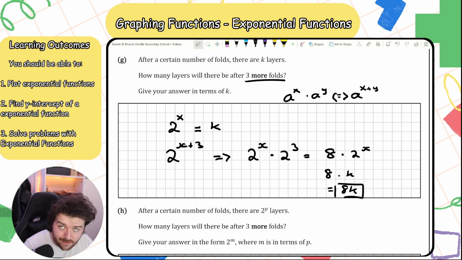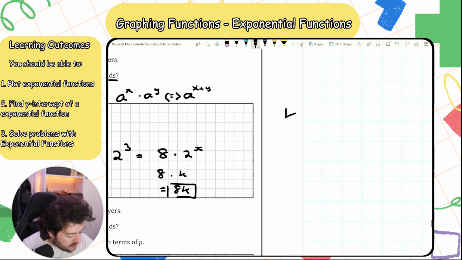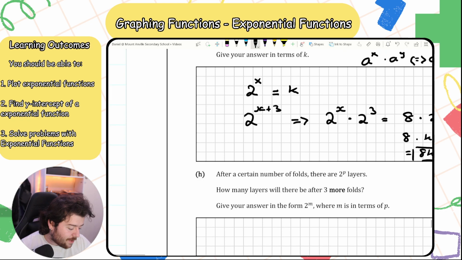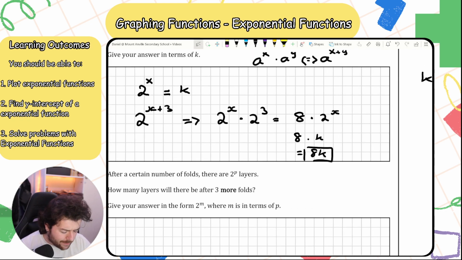So k times 2 is 2k, times 2 is 4k, times 2 is 8k. So that's actually another way of doing it. So k, then we multiply by 2, multiply by 2, multiply by 2, which is equal to 8k. That's probably what they were looking for in that one. I was wondering, I was like, that's a bit hard there. Right.